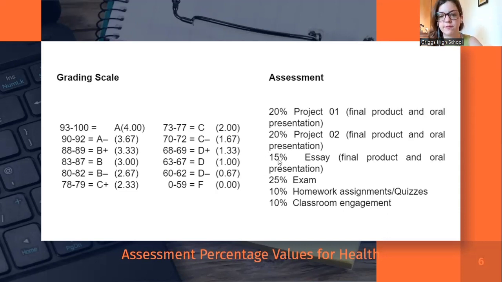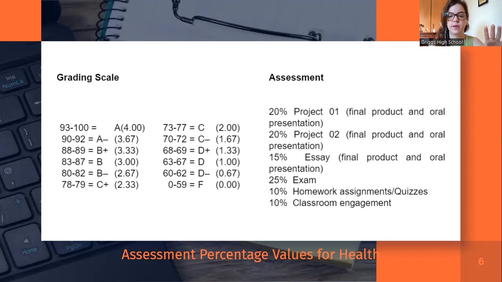15% of the grade belongs to the essay, and the essay requires the final product, the essay, and an oral presentation of the essay. 25% is for the exam. In the case of health, it's a final exam at the end of the course. And then 10% for homework assignments and quizzes, 10% for classroom engagement. These 10% here and here is where you have margin to bring different types of assessment and then divide.